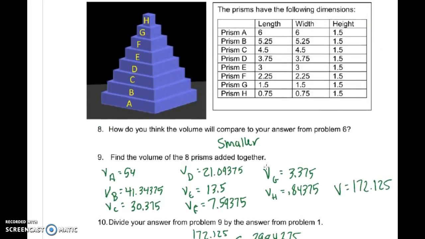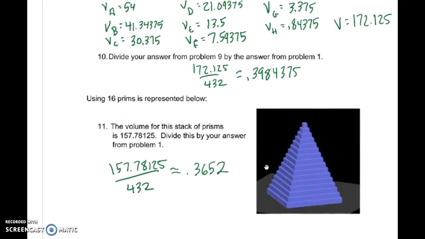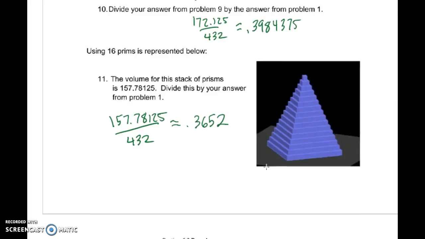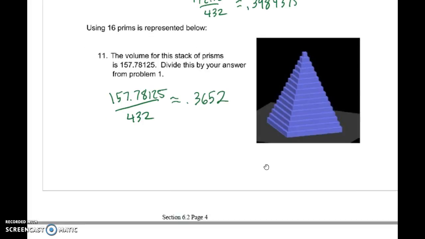With 16, I'm not going to show you the dimensions here because it would take about a page to do. But essentially we're going to do the same idea, but now we have 16 prisms instead of 8. So just twice as many prisms. And we end up getting 157.78125, which is about 0.3652 for the ratio, about 36.5%.